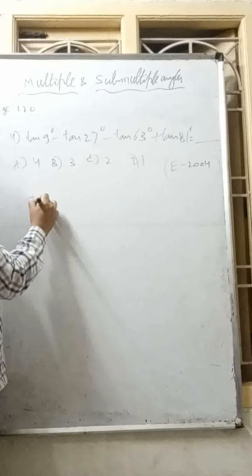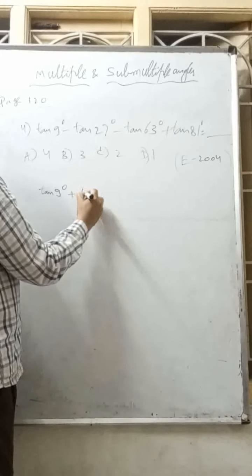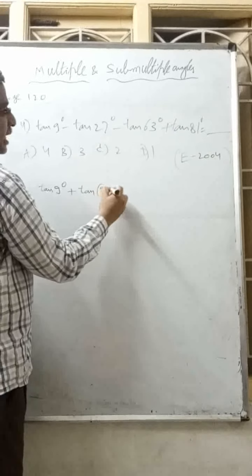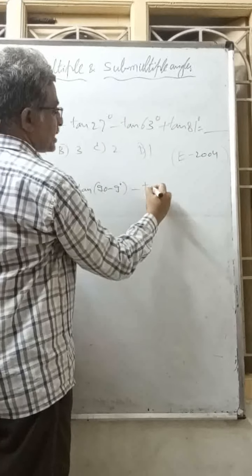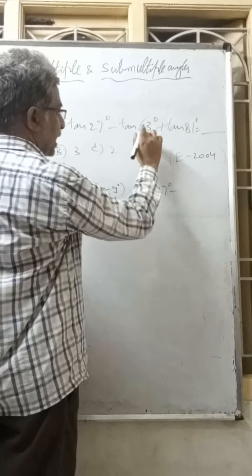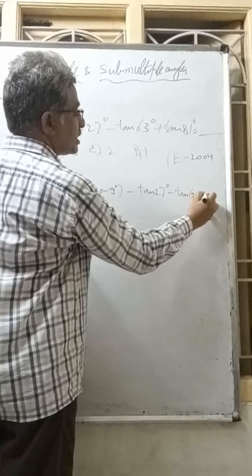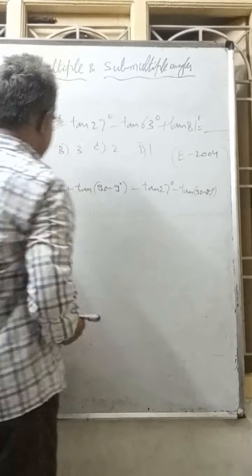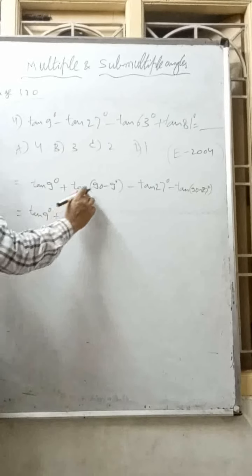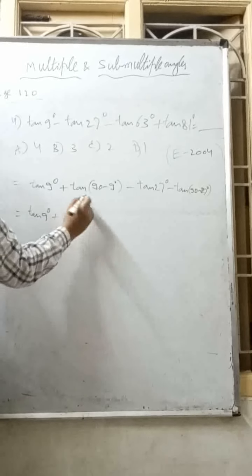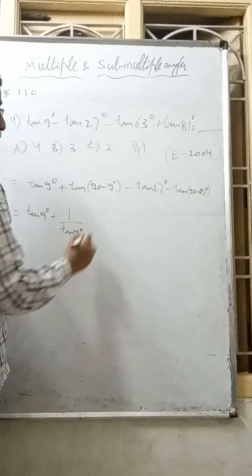So this can be written as tan 9, and this part I will write first: tan of 90 minus 9, as 81 I can write as 90 minus 9, minus tan 27 as it is. Again this is tan of 63 as 90 minus 27. Now this is equal to tan 9 plus tan of 90 minus theta, which is cot theta, so it becomes cot 9. Cot 9 I can write as 1 by tan 9. So I am writing it as 1 by tan 9.